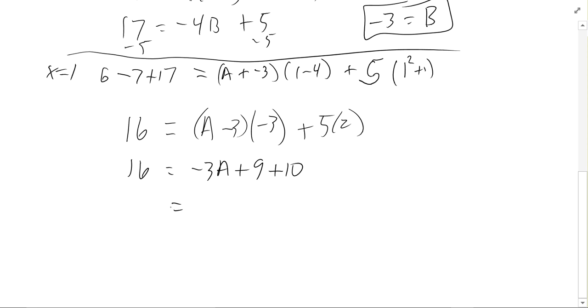So if I move everything to the other side over here, the 9 and the 10, subtract them from the 16, I'll get a negative 3 is equal to minus 3a. So a is equal to 1.